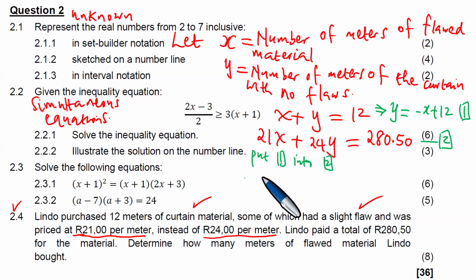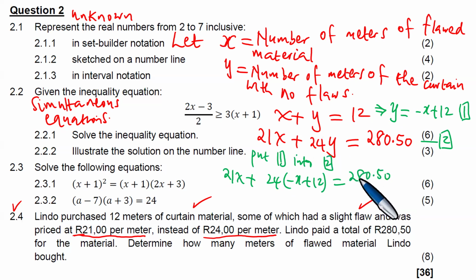So that now you come here and then say, you have 21x plus 24. What is y? Y is minus x plus 12. Yes. Minus x plus 12. We are in this equation, which is 280 and 50 cents.